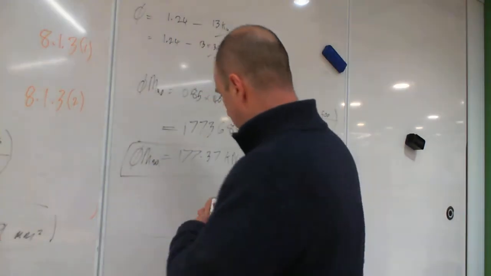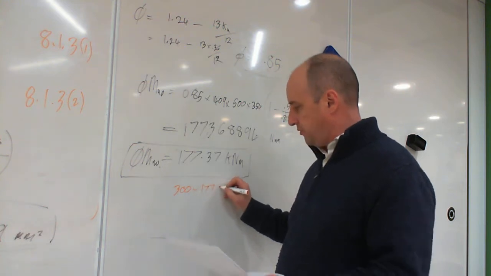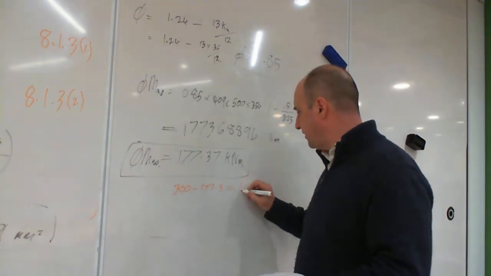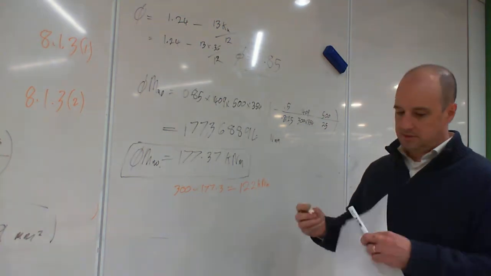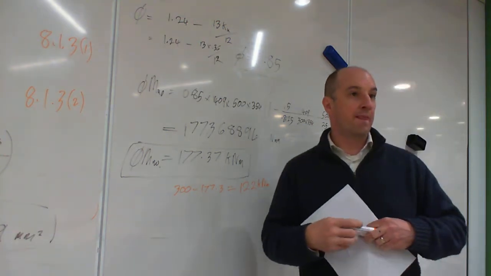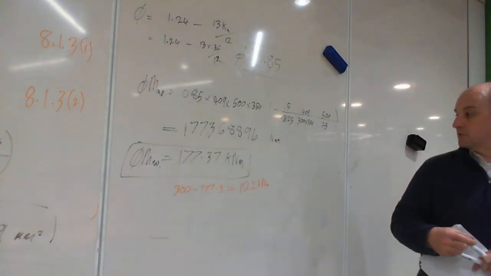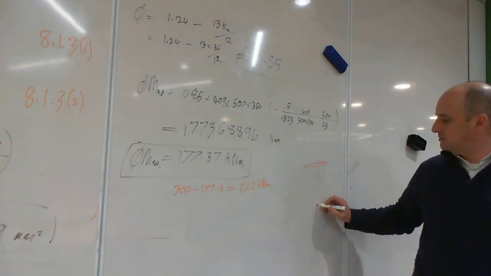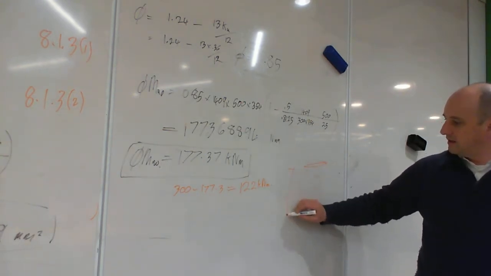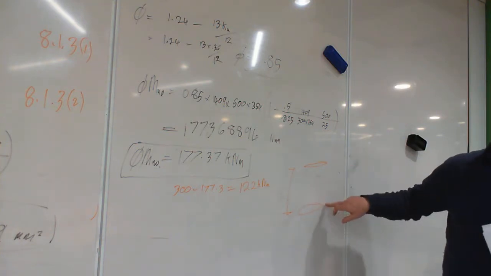All right, but we've got to get to 300. So 300 minus 177.3, we are looking for an additional 122 kilonewton meters of capacity, right? And that capacity is going to come from adding top steel and adding more bottom steel as well. So that comes from having top steel, having bottom steel, and having a lever arm between them. Okay, that's the secondary beam we're talking about. Does everyone remember that?